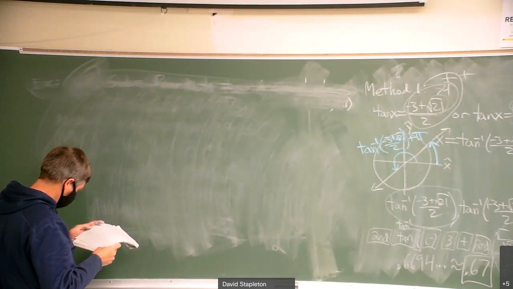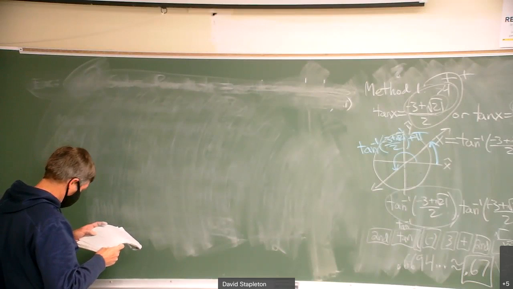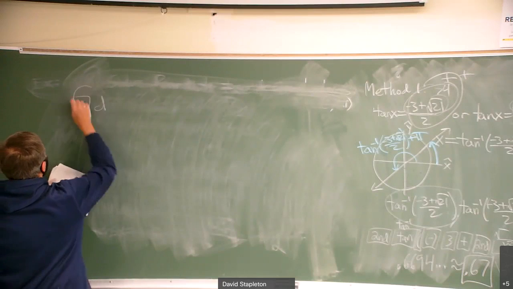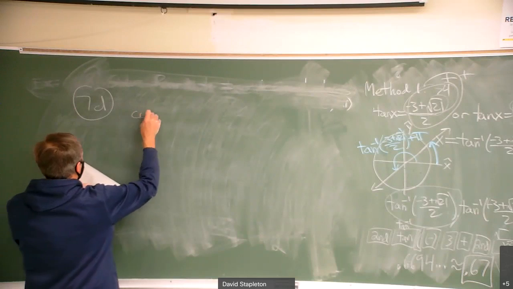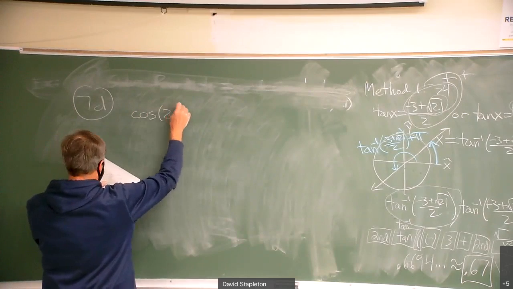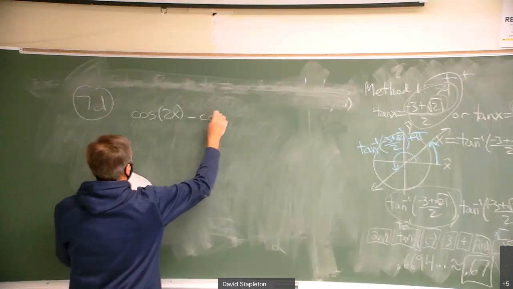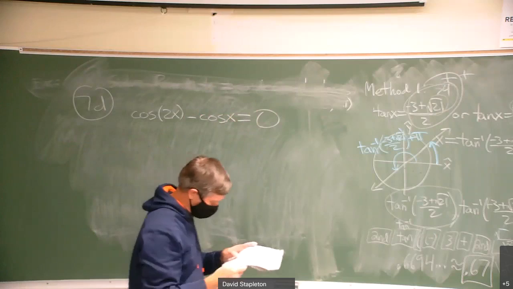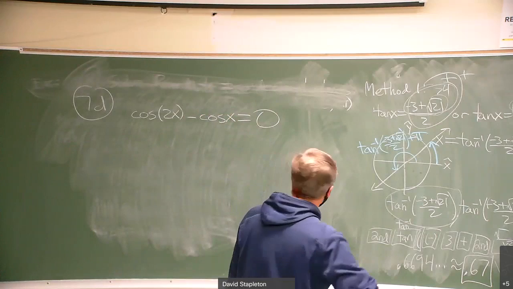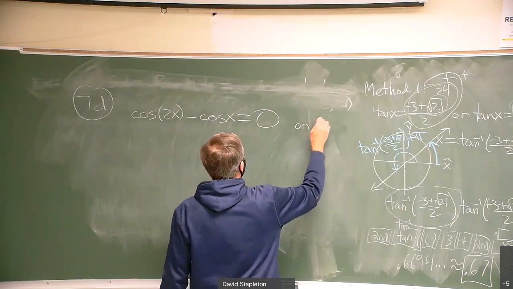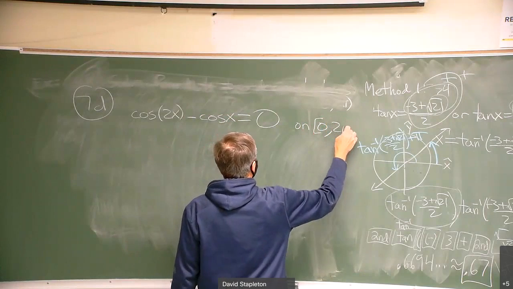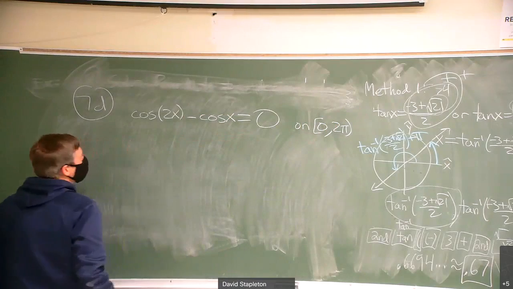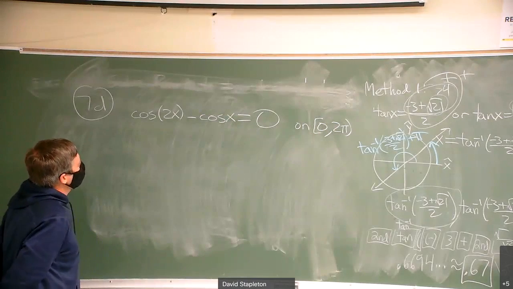7D. Suppose I had cosine 2x minus cosine x equals 0. Well, 0's on the right-hand side. That's a good start. And again, let's solve in 0 to 2 pi and see what solutions we come up with. That's the first thing I should do.